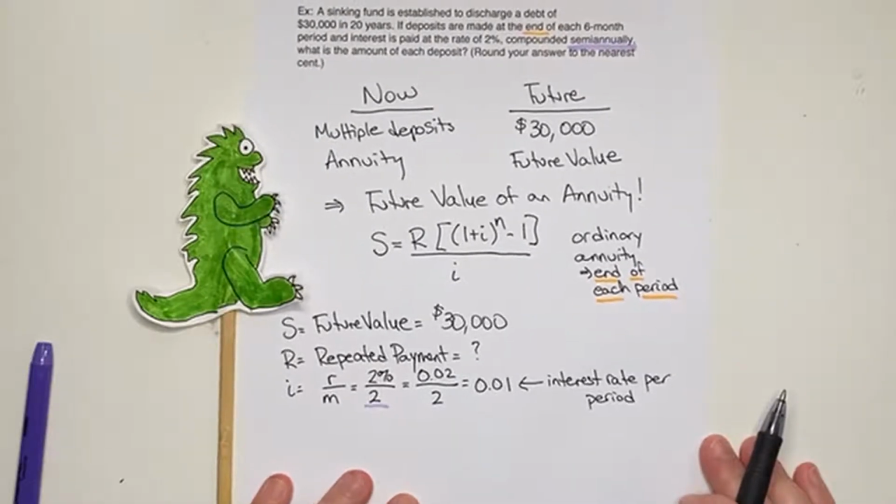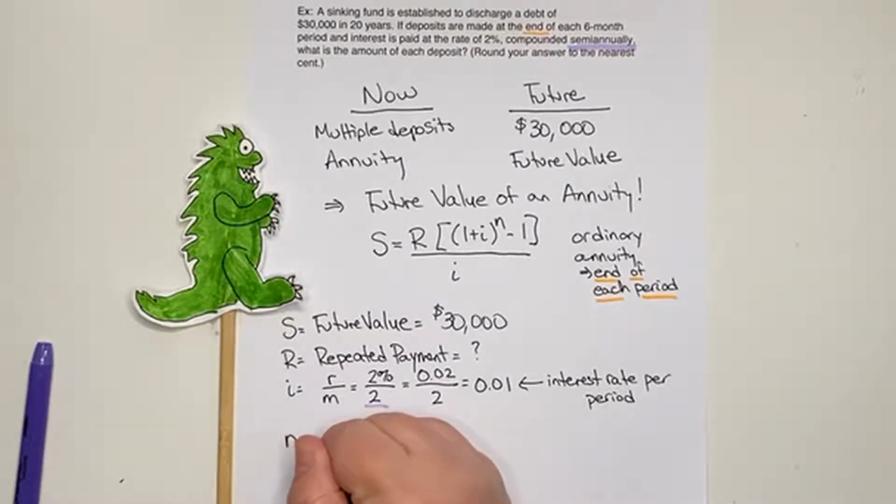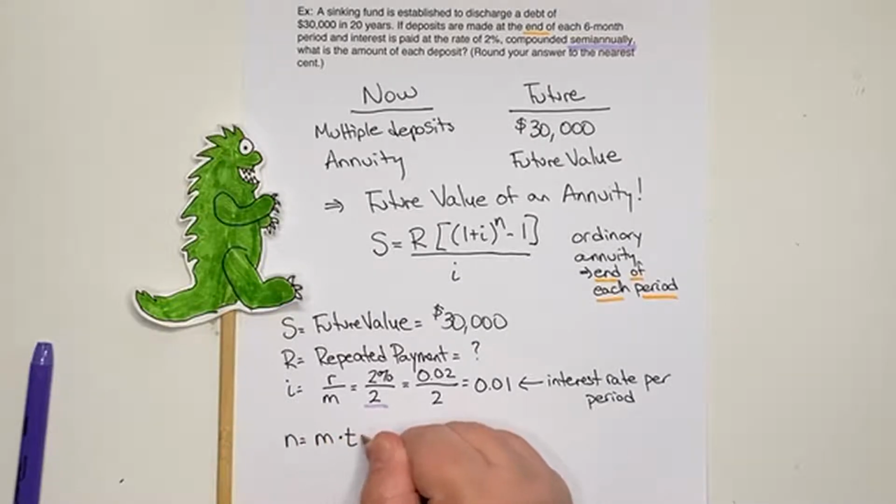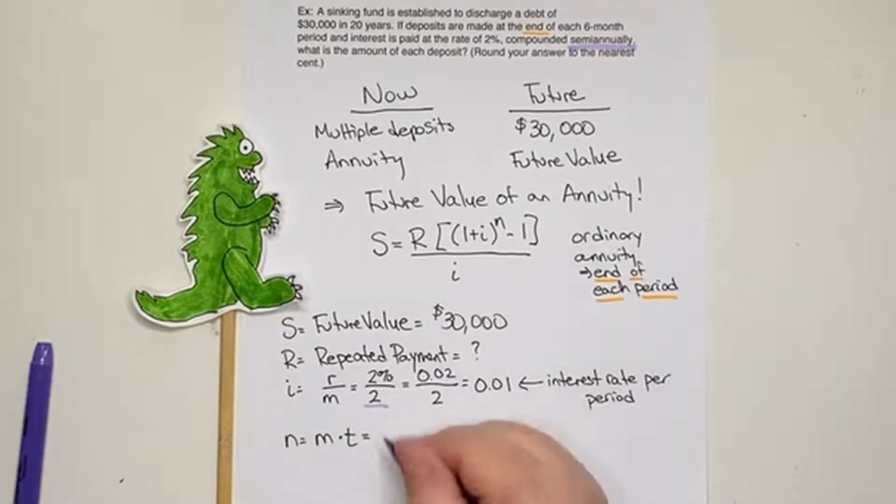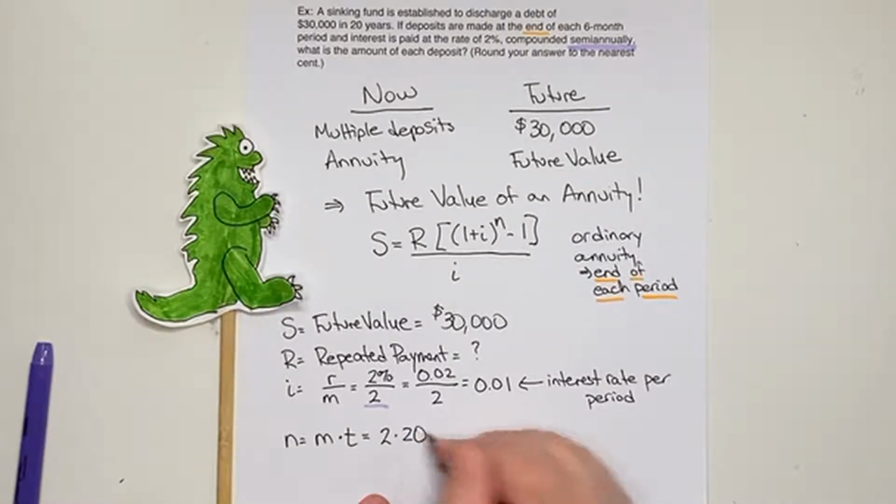And the last thing we need to know is how long are you going to do this? Are you going to do this for 2 years or 1,000,000 years? How long is this going to go on? And remember that N is M times T. So that is twice a year times the number of years, which is 20 years.